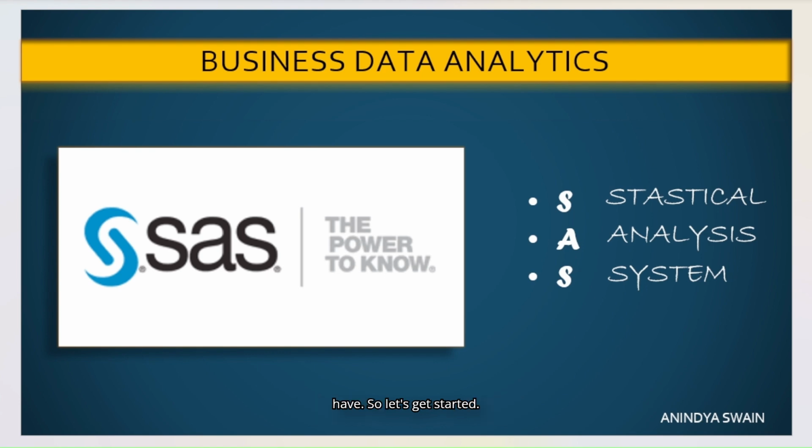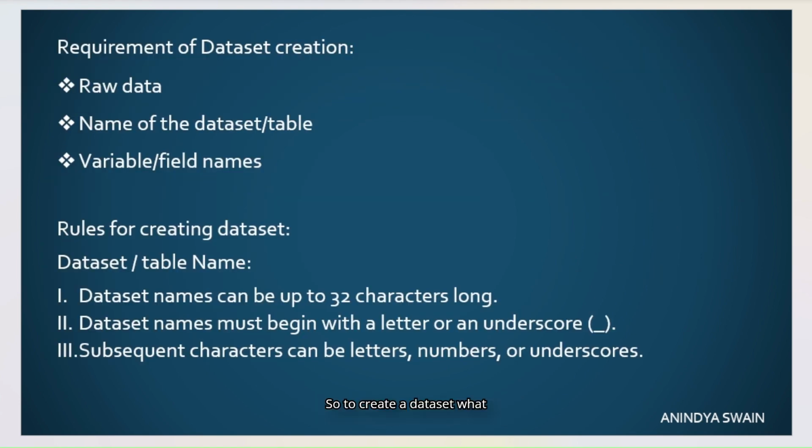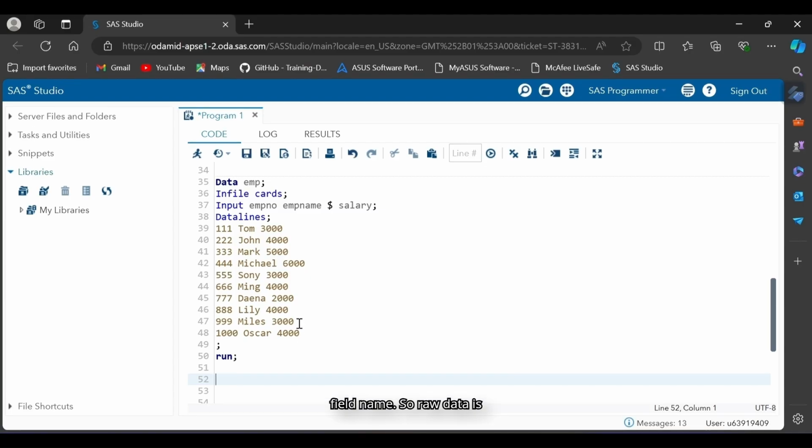So let's get started. To create a dataset, what prerequisites do we need to have before we think of creating a table? The first one is raw data, the second is the name of the dataset or table, and the third one is the variable or field name. So raw data is something.